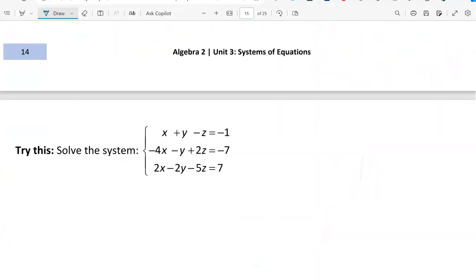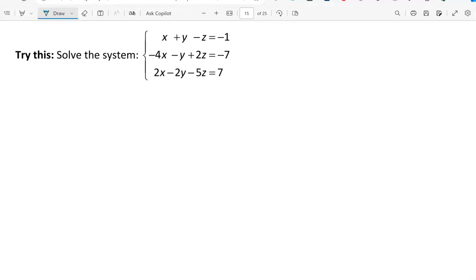All right, the next one is for you to try. Pause the video while you try this one on your own. If you just want to check your solution, the solution is the ordered triple 3, -3, 1.